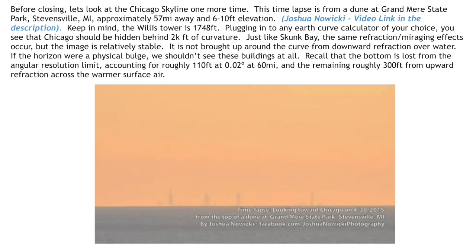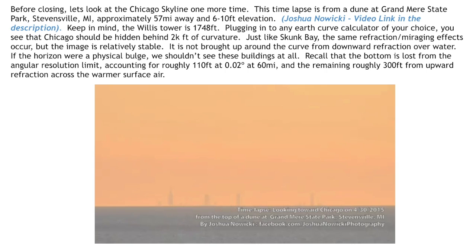So before closing, let's look at the Chicago skyline one more time. This time lapse is from a dune very close to the water, Grand Mere State Park, Stevensville, Michigan, approximately 57 miles away. And again, video link in the description. Keep in mind that the Willis Tower is 1,748 feet high.